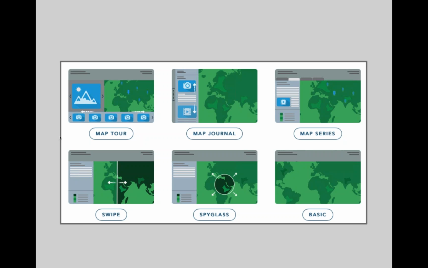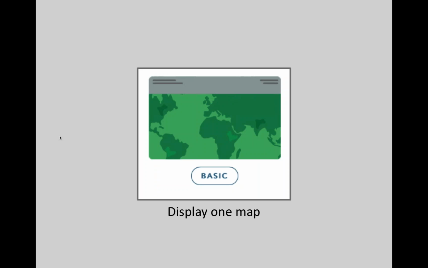And the first one we're going to look at very basically, not surprisingly, is something called the basic story map template.